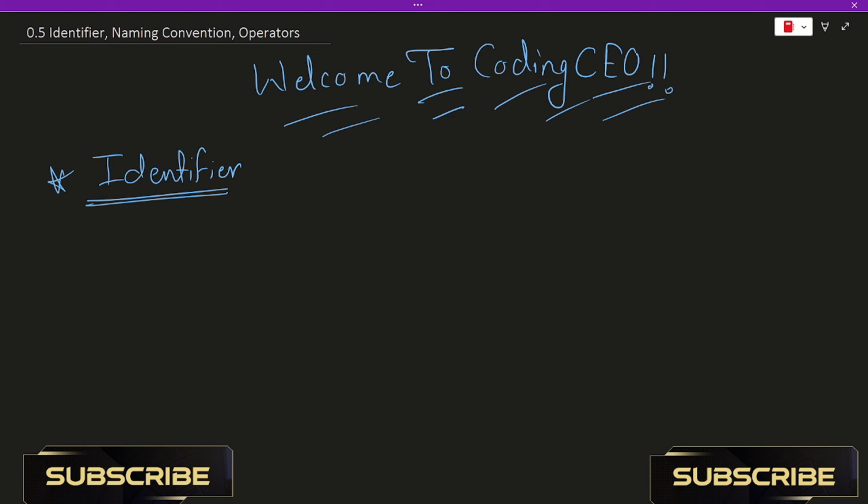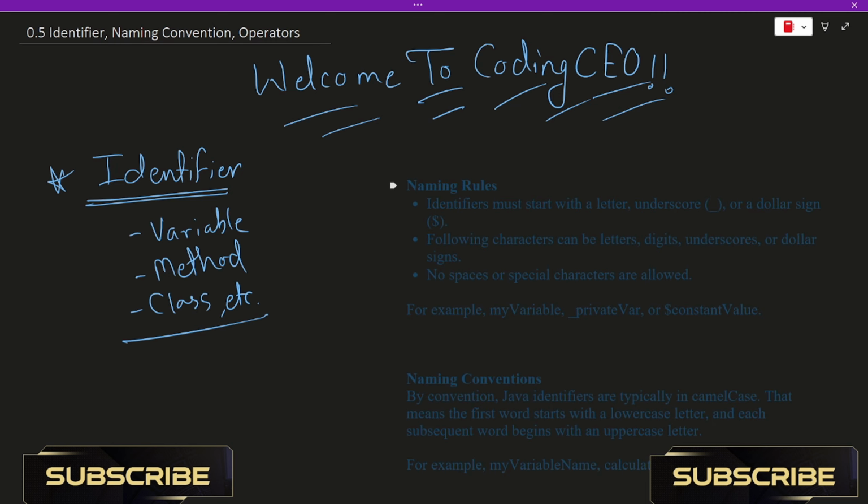So, talking about identifiers and naming conventions. First of all, in Java, an identifier is simply a name given to any variable, method, class, or other programming elements. However, there are some rules and conventions to follow. First of all, naming rules. An identifier must start with a letter, an underscore symbol, or a dollar sign. Following characters can be letters, digits, underscores, or dollar signs. No spaces are allowed in naming, and no special characters are allowed except these two characters, the underscore and the dollar sign. For example, I can write my variable like that: a private var that starts with an underscore, a dollar sign, and then constant var.